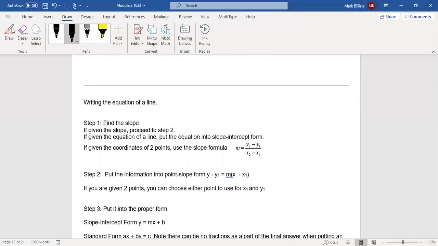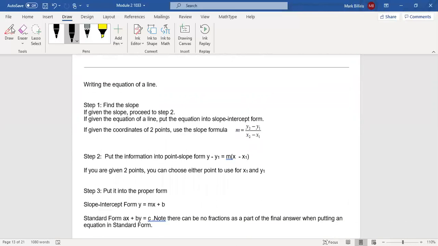Next, we're going to be writing the equation of a line. So they're going to give you some information and want you to write the equation of the line. So depending on what they give you will be the steps that you follow. So first, you're going to find the slope. If you're given the slope, you're just going to go on to step 2. If given the equation of a line, you're going to find the slope by putting the equation into slope-intercept form. And we'll talk about this more as we do some of these problems. If given the coordinates of 2 points, then you're going to use the slope formula like we just did in these previous problems. Okay, so step 1 is to find the slope depending on what information you're given.